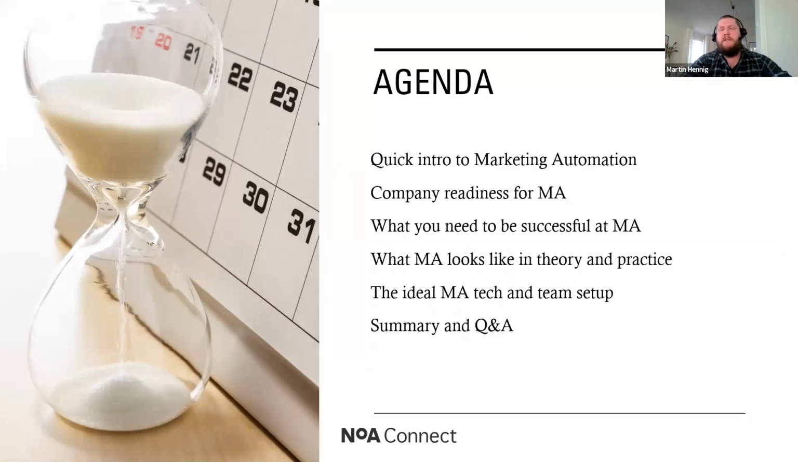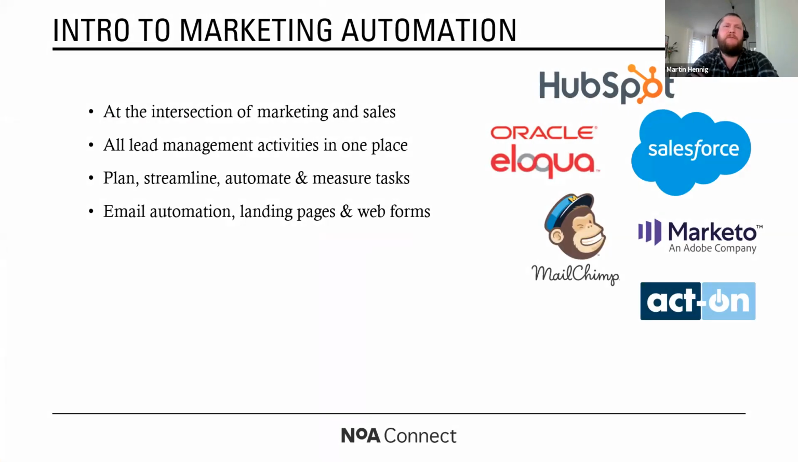So the agenda for today, we're going to take a quick look at what marketing automation is. We also take a look at how you as an organization can know if you're ready to embark on this adventure, so we're going to look at company readiness. We'll talk a little bit about what you need to be successful at marketing automation. We'll take a look at what it may look like in theory and practice, and the ideal marketing automation tech and team setup. And then hopefully we have plenty of time at the end for all of your questions. If that sounds good, then let's take a quick look.